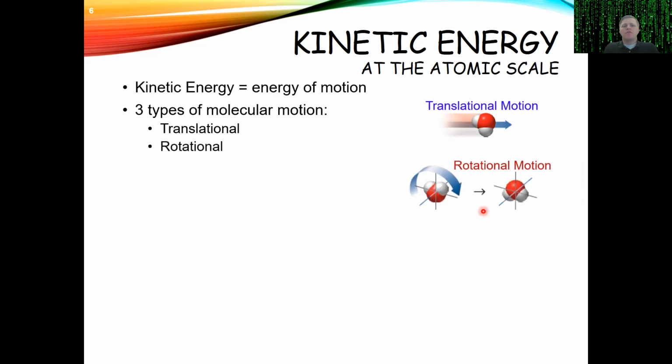The next type of motion, though, is rotation. So everything, every atom, every molecule, and every planet, and every solar system, pretty much everything is rotating all the time. And at the molecular level, this becomes especially important in terms of storing kinetic energy. So every molecule is tumbling in space, and the speed of that tumble depends on the energy of the molecule.